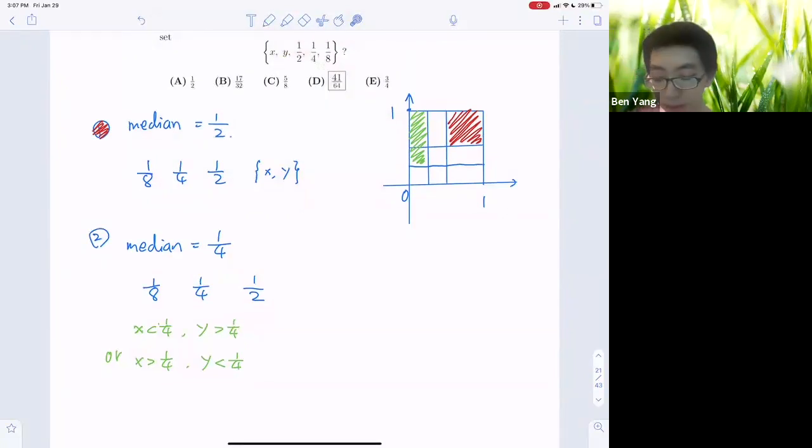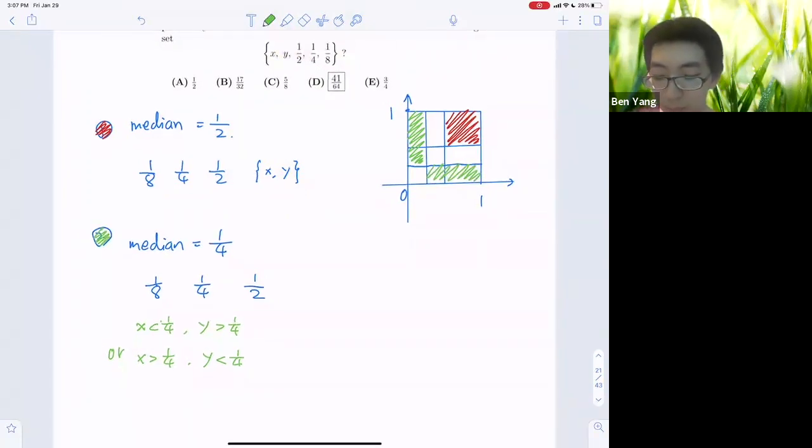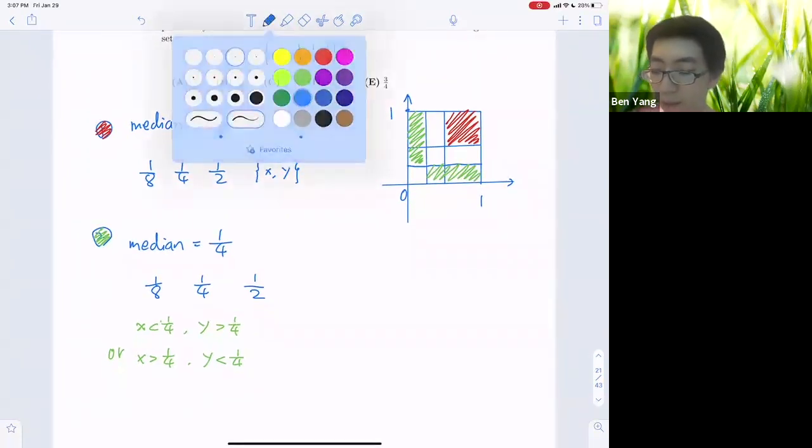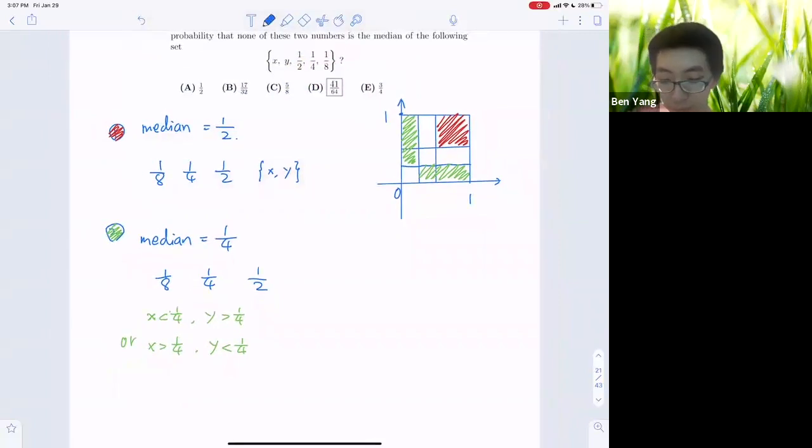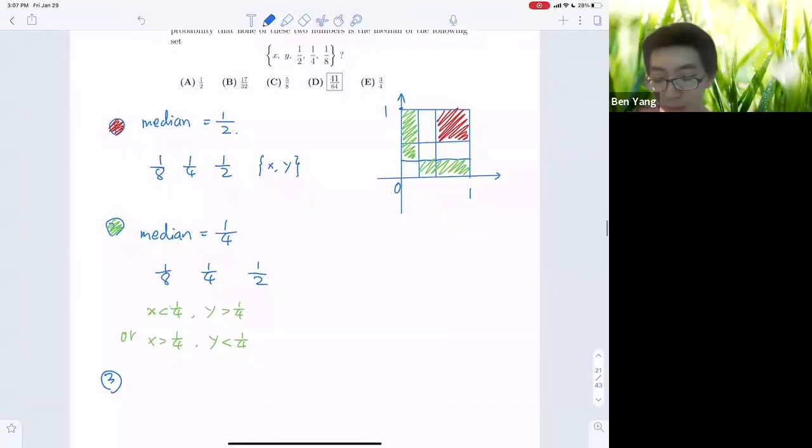And similarly, if x is greater than 1/4, y is less than 1/4, then that corresponds to this region. So that's the second case. And we have the third case, where the median is equal to 1/8.